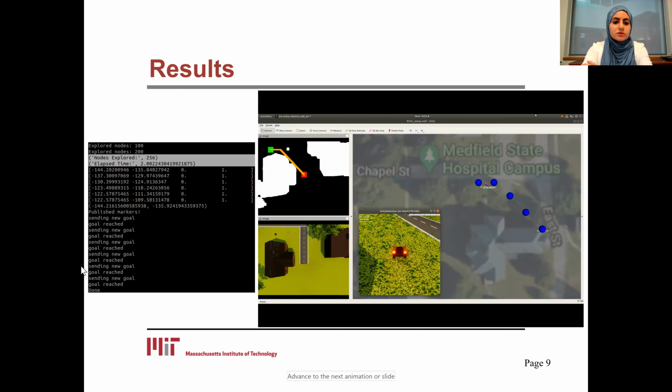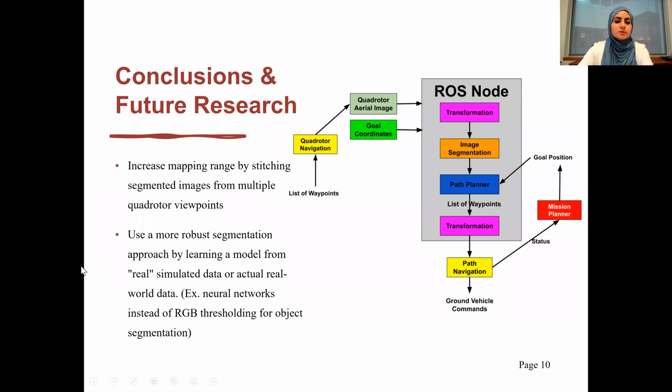So my future research includes increasing the mapping range by stitching segmented images from multiple quadrotor viewpoints. And to do this, we would also have to navigate the quadrotor and not just the ground vehicle. And for that mission, we would need multiple goals. And also we want to use a more robust segmentation approach by learning a model from real simulated data or actual real world data. An example includes using neural networks instead of RGB thresholding for object segmentation.